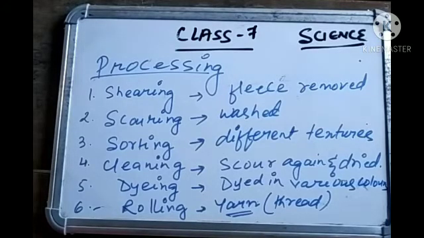Number 5 is dyeing. Since the hair comes only in brown, black or white, in order to get a variety of colors, dyeing is very important. So it is dyed in various colors. Then the last step is rolling. After completing all this, it is converted into thread, or you can call it yarn. The longer fibers are made into wool for sweaters, and the shorter fibers are spun and woven into woolen cloth.